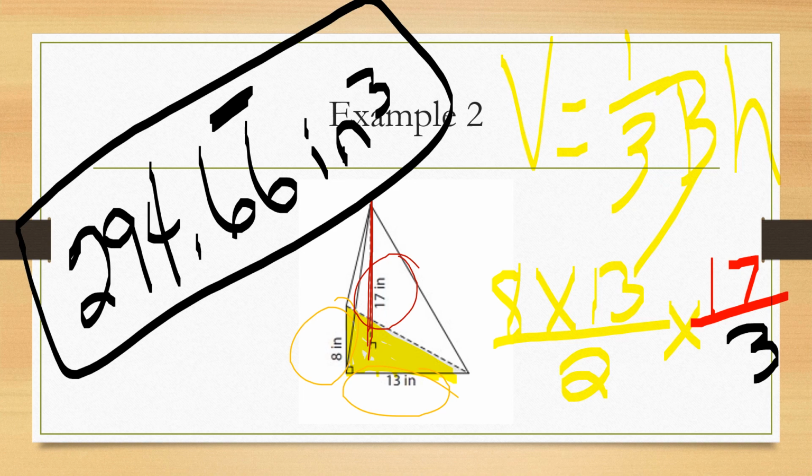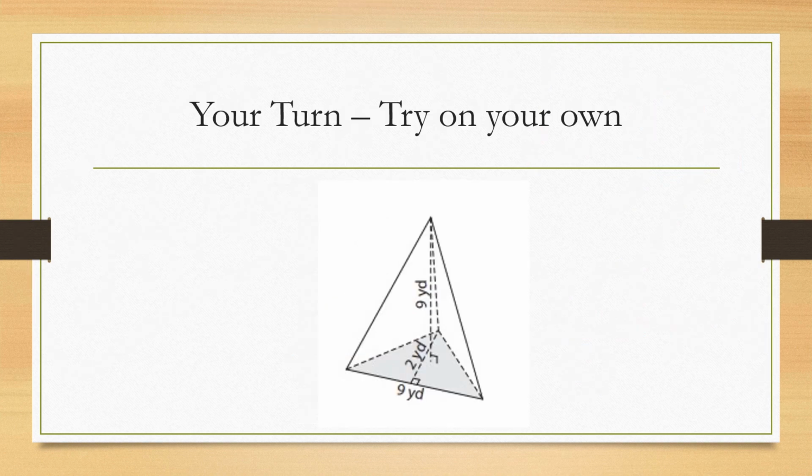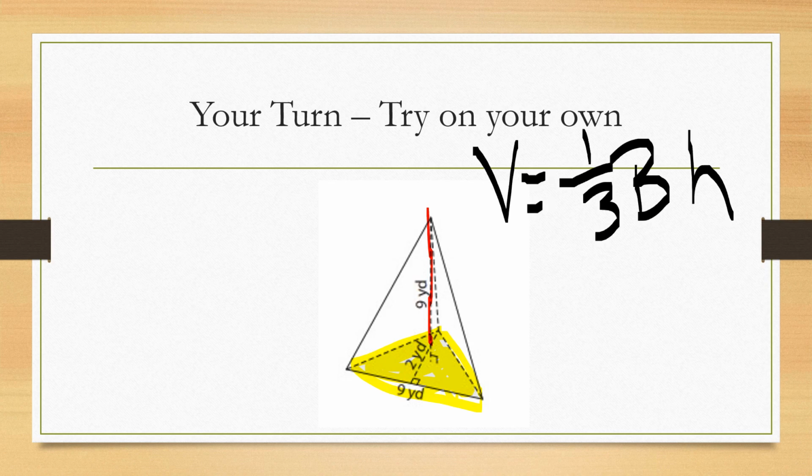Okay, now it's your turn. Here we go. You can see we have a triangular base. It's right here. Your height goes straight up. Alright, so you do it. Use volume equals 1/3 big B times H, and go ahead and find your answer. Please be actually trying this so you're getting the practice. You got it.